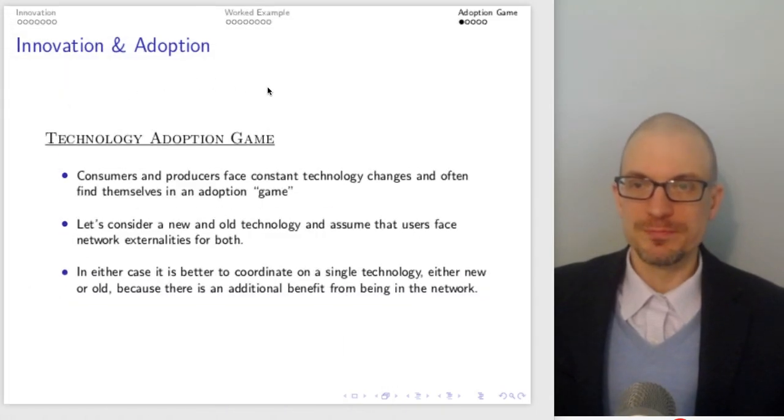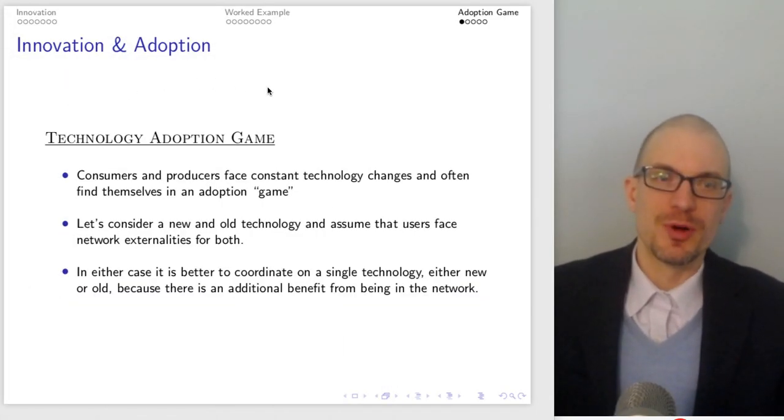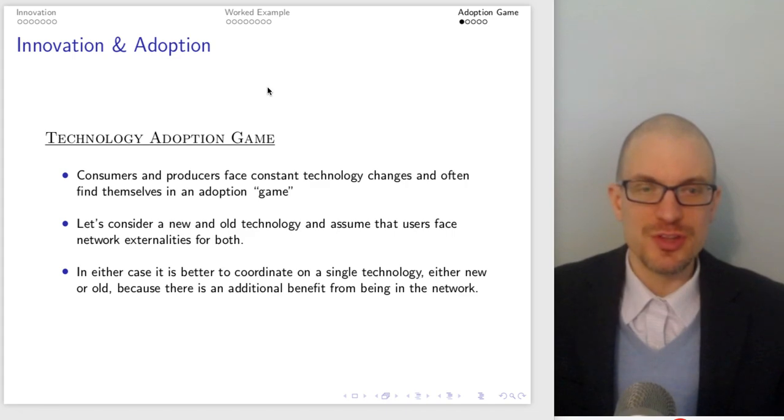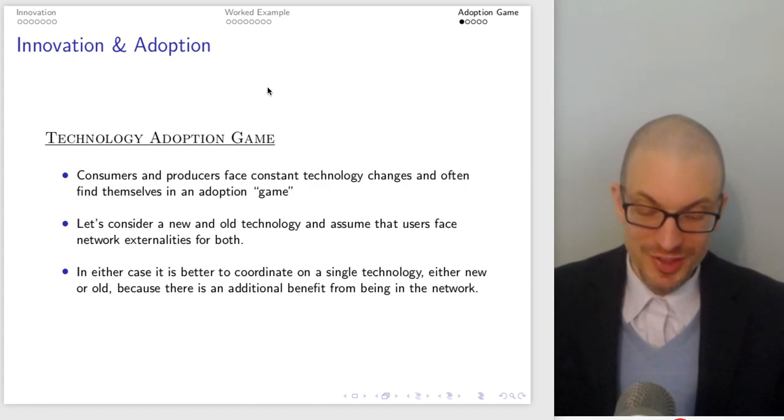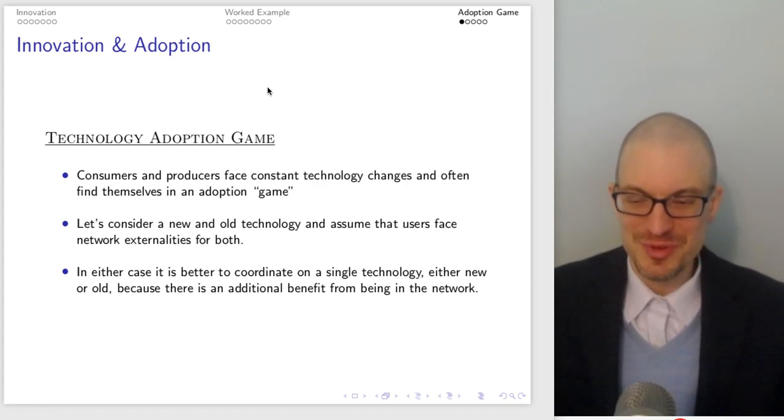So, all right. Next thing, I want to talk about a little bit of game theory. I talk about a technology adoption game. We always think that maybe we want to adopt the new technology. Well, it's not always the case that the new technology is what we've got to do. There are some new technologies that are silly.